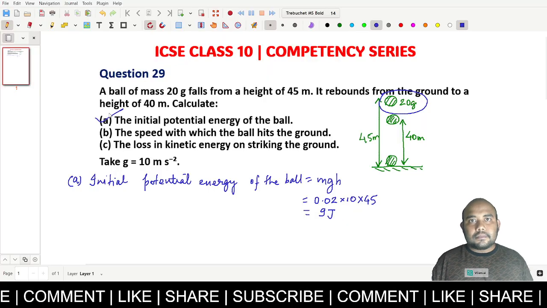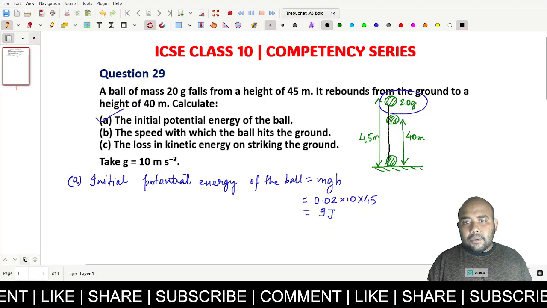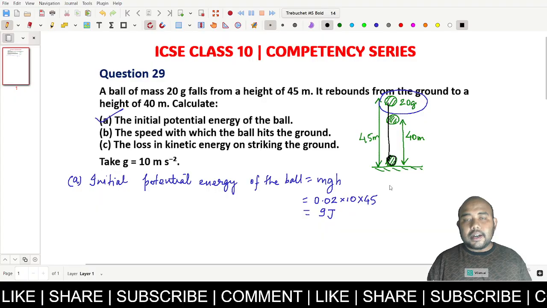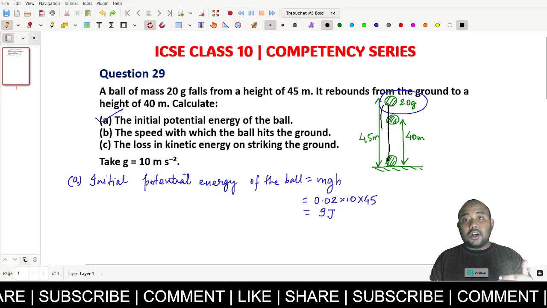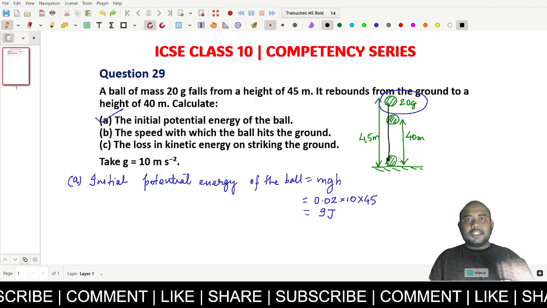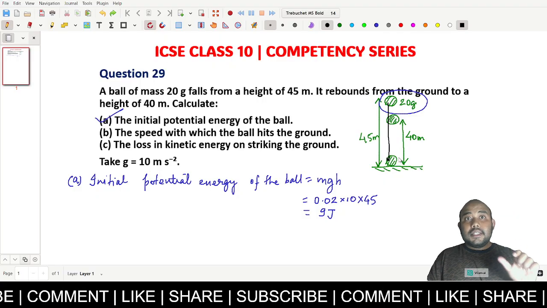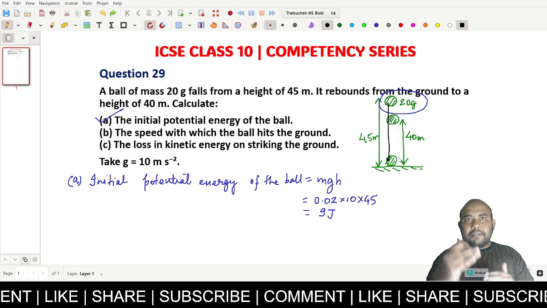Now, try to understand, children. When the ball falls down and has just reached the ground, at that very point when the entire potential energy got converted to kinetic energy, it has just hit the ground, but there is no loss of kinetic energy yet. See, everything happens in a sequence.